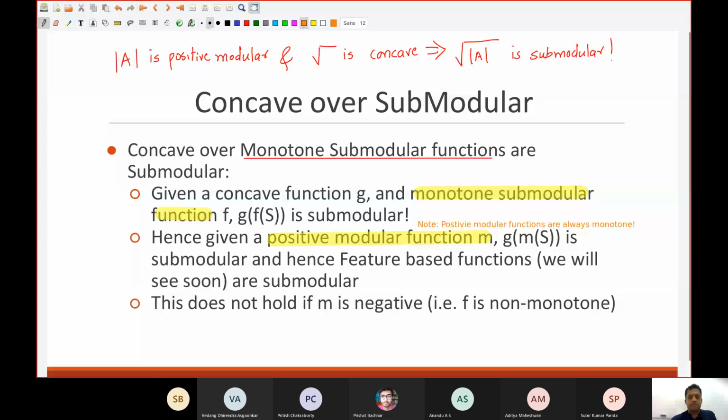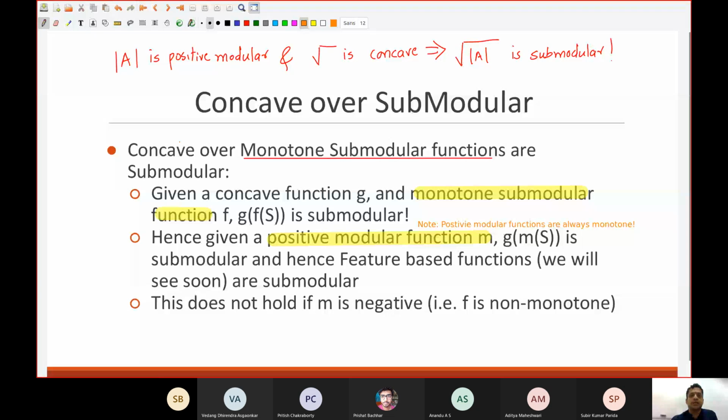So feature-based functions we'll see are submodular, right? For example, if you have some kind of network, deep neural networks, if there are concave functions which compress, then you can basically get submodular functions. And this doesn't hold if m is negative. For example, if the modular function is negative. It should be positive because only then can you have monotonicity.